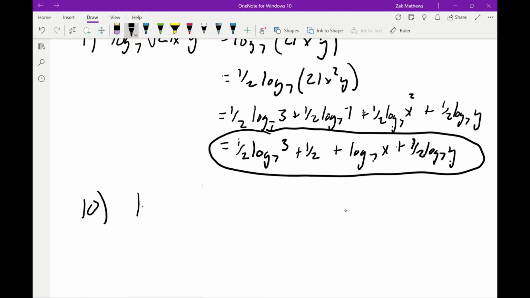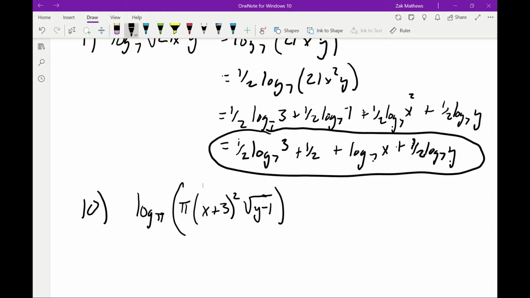Let's take log base pi of pi times x plus 3 squared times the square root of y minus 1.